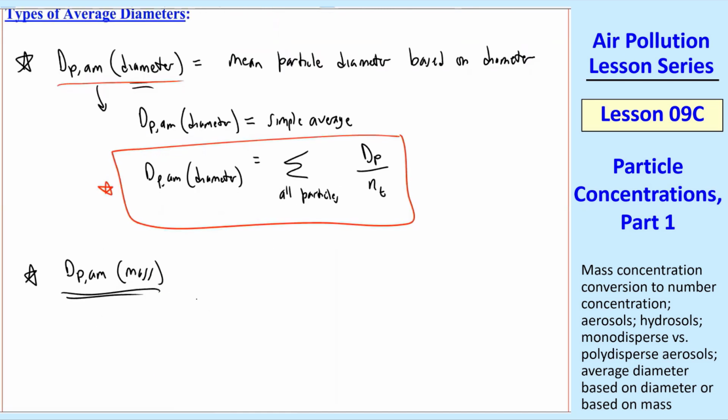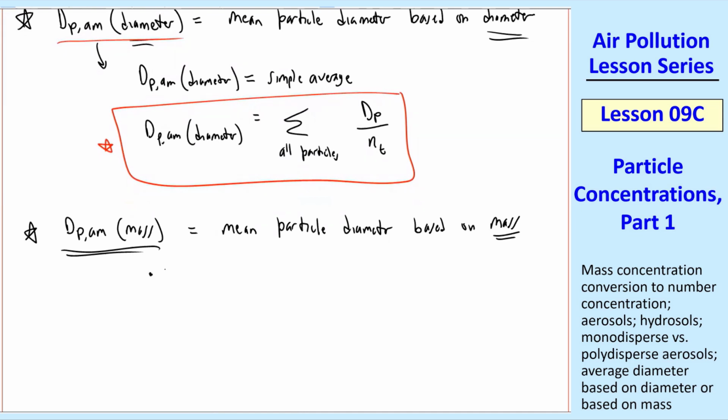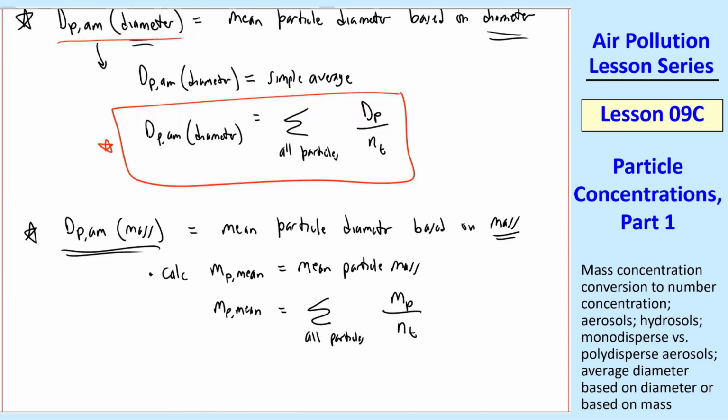Now let's look at dpAM based on mass. So again, by definition, this is the mean particle diameter based on mass instead of diameter. This one's a little more tricky. First, we need to calculate MP mean, which I already defined above. This is the mean particle mass, which is again a simple average, but it's of the masses instead of the diameters. So we define it as the sum over all the particles of the mass of each particle over nt. So we had defined a dpAM diameter. Now we can define an MP mean as the mean mass of a particle.